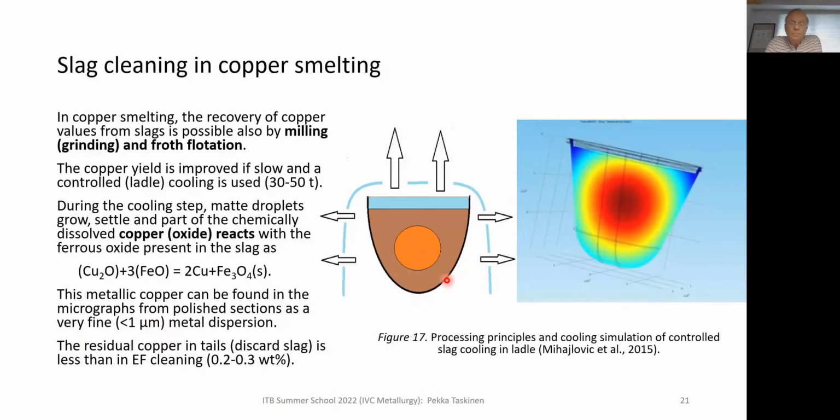What this ladle cooling also does for the slag is that it's not as difficult to crush and grind anymore. It is brittle and it has large grains which are fractured easily. So the milling after the slow cooling is not as energy intensive as it is for the slags which are fast cooled after tapping.